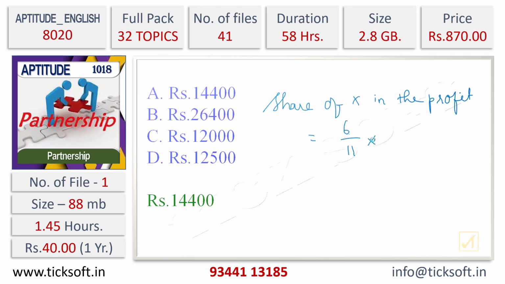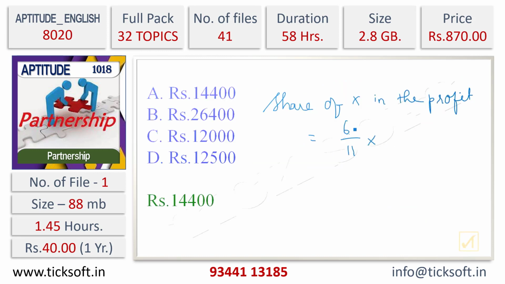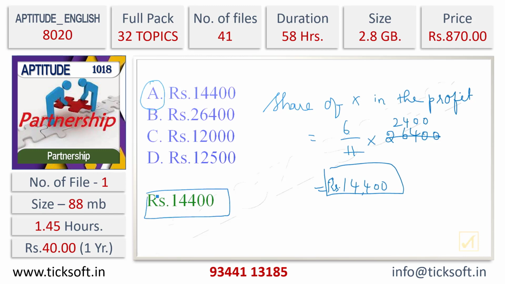So with this, what we have to multiply is, we have to multiply this by the profit, because we are going to distribute that profit only. So we have to multiply this 6 by 11 with the profit rupees 26,400. Now if we divide this 26,400 by 11, then we get 2,400. So this 2,400 into 6 will be equal to 14,400. Hence the share of X in the profit is equal to rupees 14,400. So out of these 4 options, option A, rupees 14,400 is the share of X in the profit.